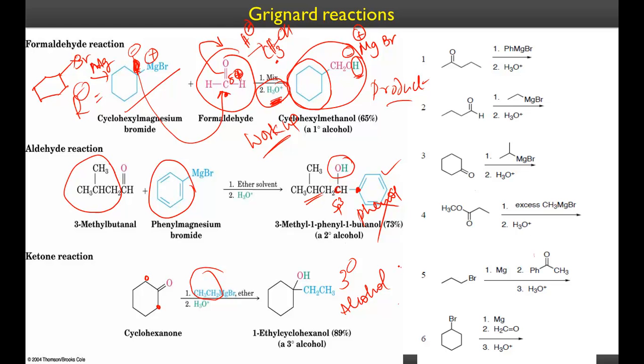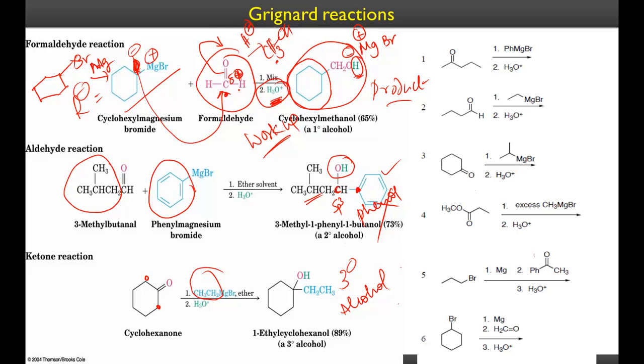So let's summarize the discussion that we had so far. If you react a Grignard reagent with an aldehyde, you get a primary alcohol. If you react a Grignard reagent with a ketone, you get tertiary alcohols. So depending upon the type of alcohol you want, you can choose the carbonyl compound.